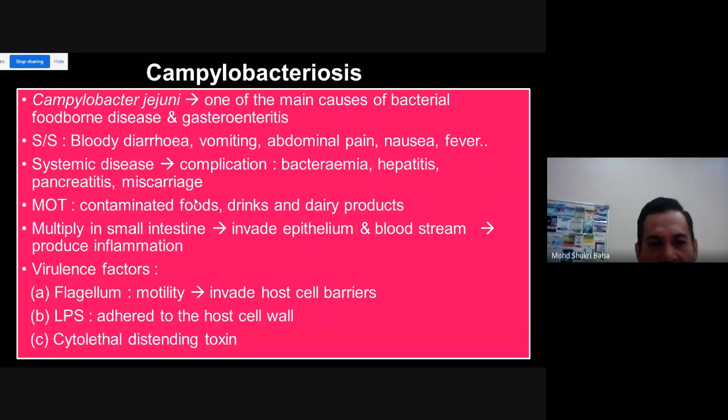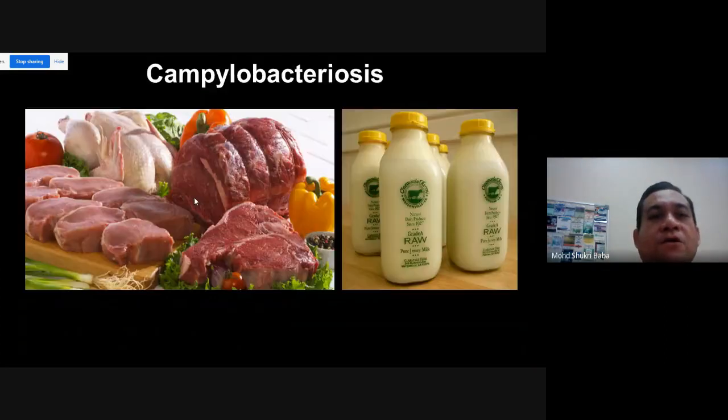LPS, remember, okay, lipopolysaccharide, the structure of LPS, don't forget about it. Always remember about LPS, okay, for adherence to the host cell. And they also have a toxin. We call it cytolethal distending toxin.